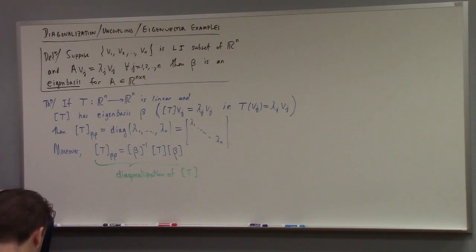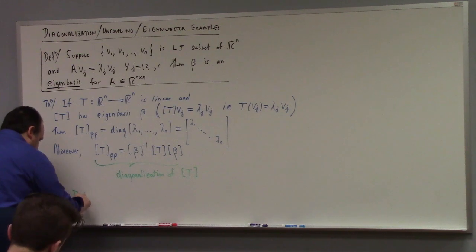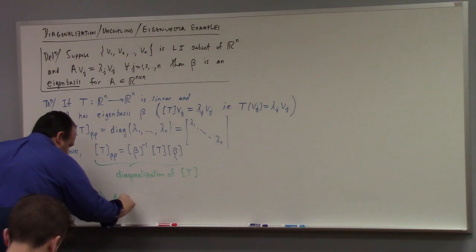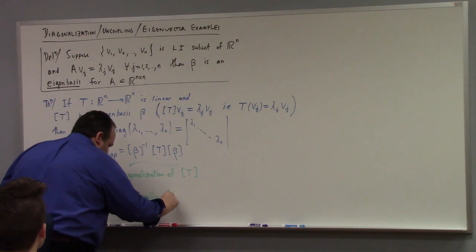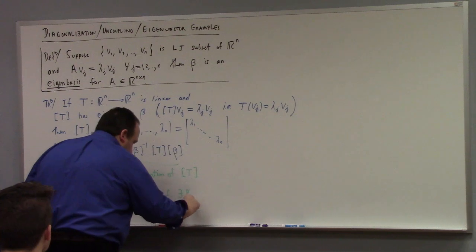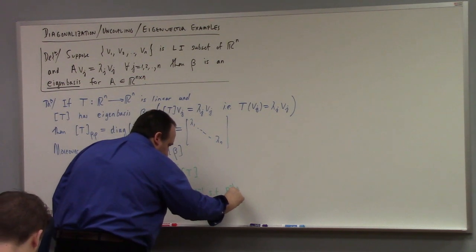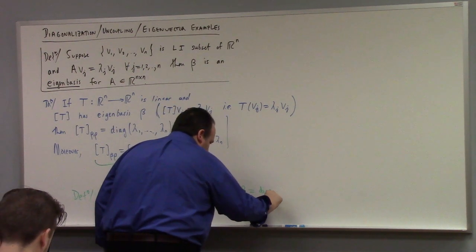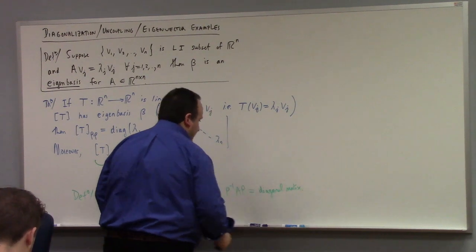So again, to say a matrix is diagonalizable, like in the abstract, means this. Definition: A is diagonalizable if there exists P and P inverse such that P inverse A P is a diagonal matrix. All right?